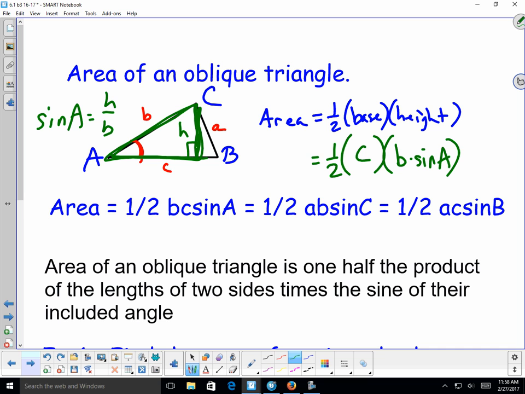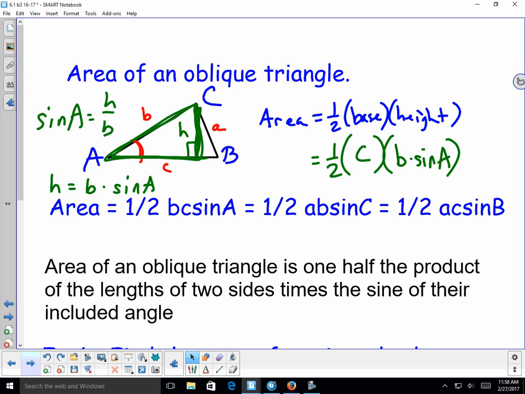And so if I solve for H, won't I get B times sine of angle A? Everybody agree? So that means I can replace the height, instead of calling it H, I can call it B times the sine of A. So we get this as a neat little formula for finding the area of a triangle that's not a right triangle, right? Area of an oblique triangle.